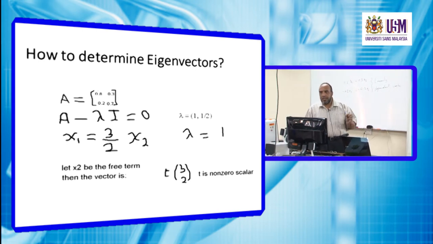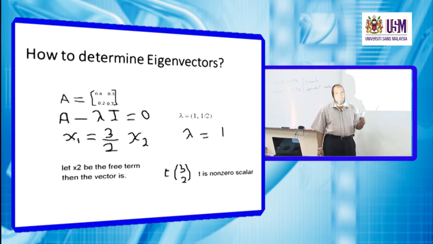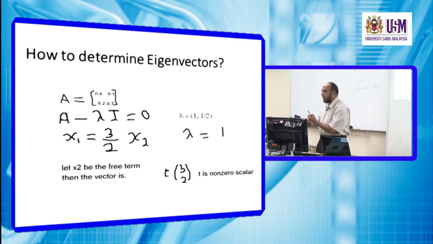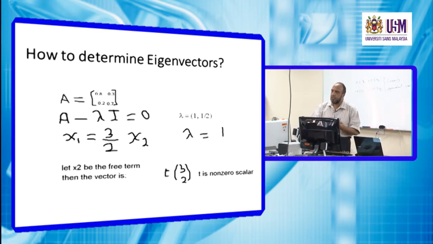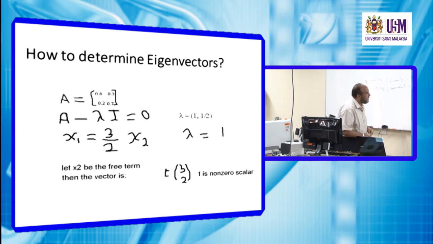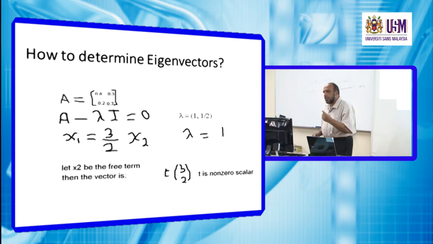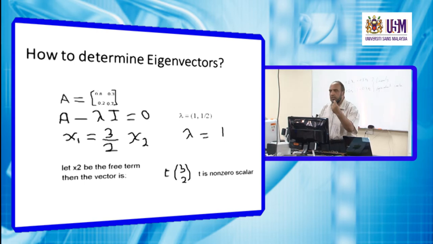So the eigenvector is a family of vectors. It's not a single vector. It is a number of vectors taking this form. So I may choose t equal 1, t equal 2, t equal 3, t equal 100, 1000. All these are regarded as eigenvectors for a certain eigenvalue. The same occurs for the other eigenvalue.